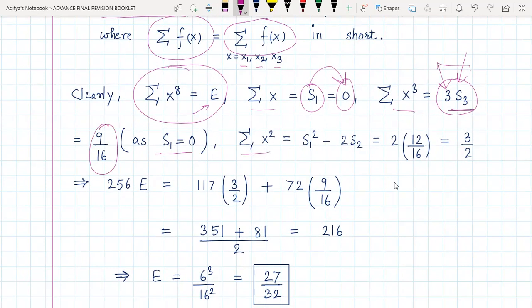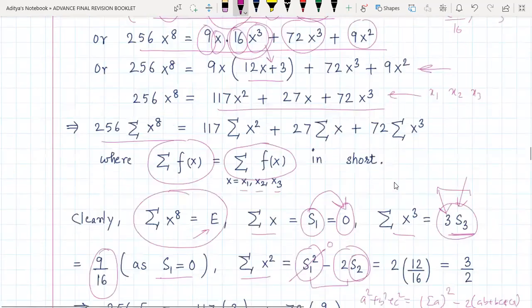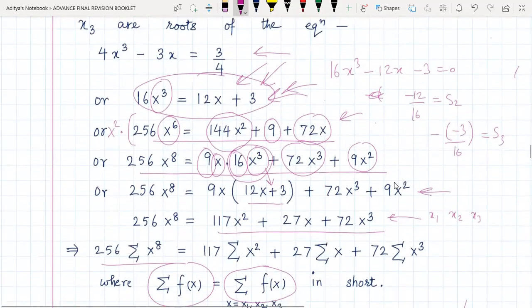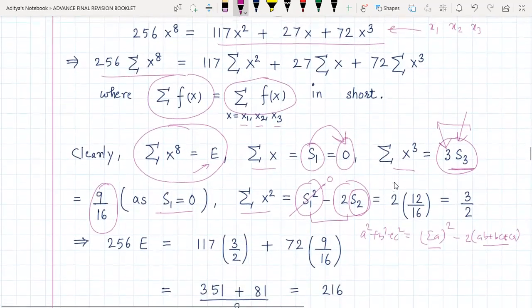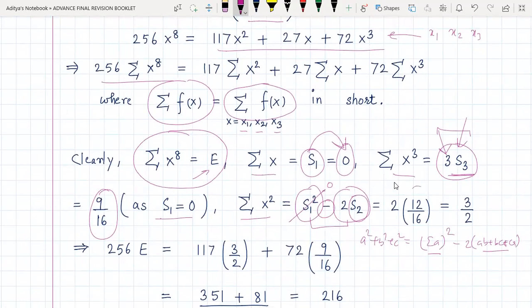Similarly, sum of squares of these terms would be sum taken one at a time whole square minus twice S2. Basically, what we are saying is a square plus b square plus c square is equal to a plus b plus c whole square minus 2 into ab plus bc plus ca, right? That's what we are trying to say. And this is S1, this is S2, right? So that's how I've written this formula. S1 we already know is 0, and S2 we have already found. S2 is minus 12 by 16, and basically with this negative it will become plus 12 by 16. Finally it comes out to be 3 by 2.